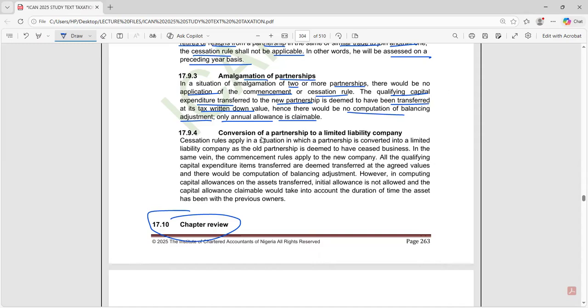Then the last part I'm going to be looking at is conversion of a partnership to a limited liability company. Sure, you know it's possible. You can convert a partnership to a company. Now, cessation rules apply in a situation in which a partnership is converted into what? A limited liability company, as the whole partnership is deemed to have what? Ceased business. Do you understand that?